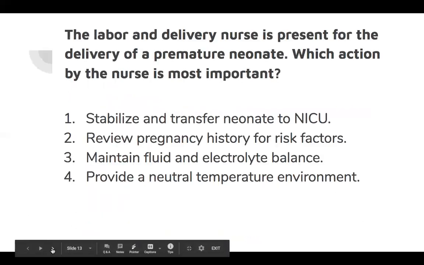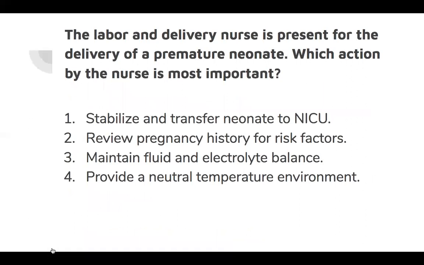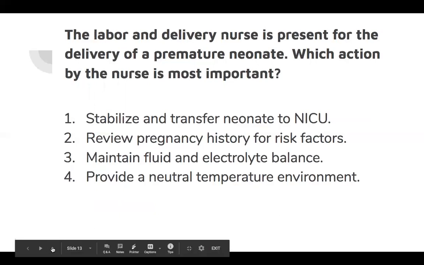The labor and delivery nurse is present for the delivery of a premature neonate. Which action by the nurse is most important? Stabilize and transfer the neonate to NICU, and this is the first thing that you're going to be doing. Review pregnancy history for risk factors, maintain fluid and electrolyte balance, or provide a neutral temperature environment. So hopefully we are saying that we're going to be maintaining a neutral temperature environment.